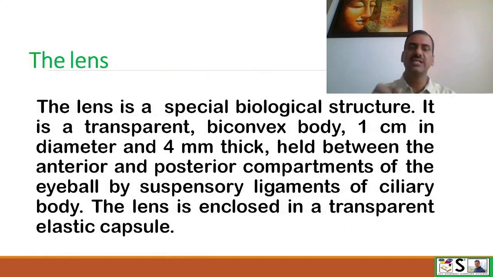The lens. The lens is a special biological structure. It is a transparent, biconvex body, 1 cm in diameter and 4 mm thick. It is held between the anterior and posterior compartments of the eyeball by suspensory ligaments of the ciliary body. The lens is enclosed in a transparent elastic lens capsule.